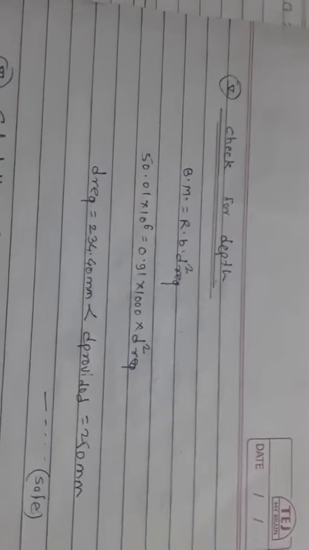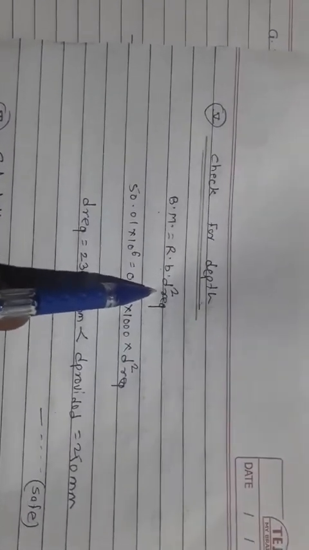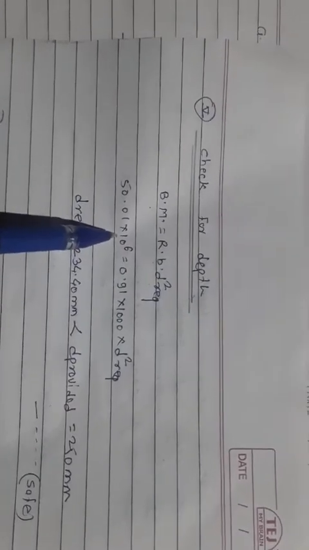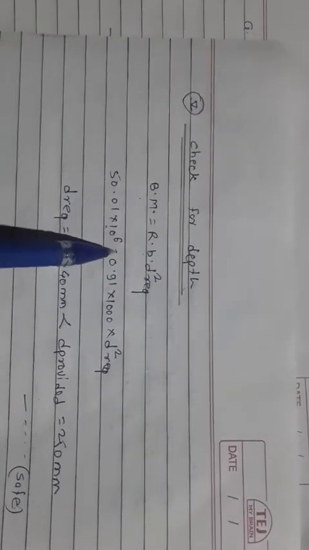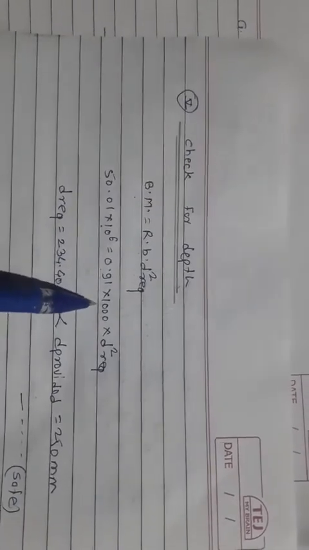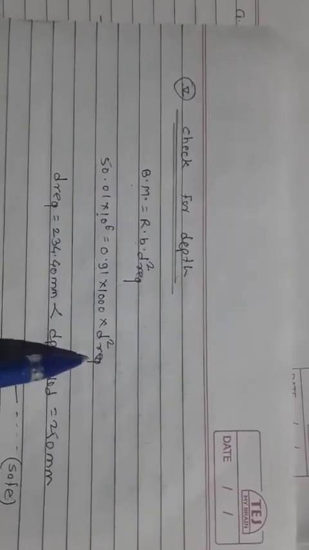Now we have to go for the next step, the check for the depth. We consider the depth from the bending moment consideration. So bending moment is equal to R into B d square. Putting in 50.01 into 10 to the power 6 Newton millimeter, is equal to R, the design constant, which is 0.91, B is again 1 meter, that is 1000 millimeter, into D required square.